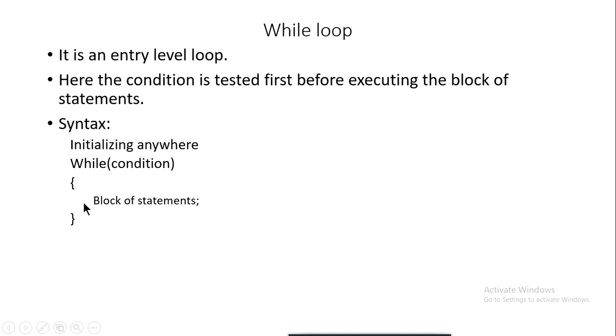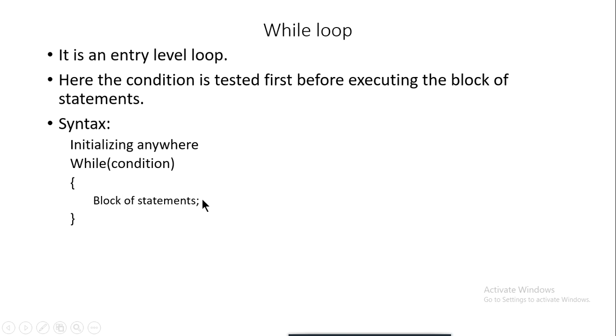In for loop, initialization, condition and increment decrement part are in a single line, but here you have the freedom of initializing your variable anywhere before executing the while condition. So you can set i equals 1 anywhere, then the while condition, and inside the while you can place the block of statements you want to put. I have missed the increment decrement part here, sorry for that.